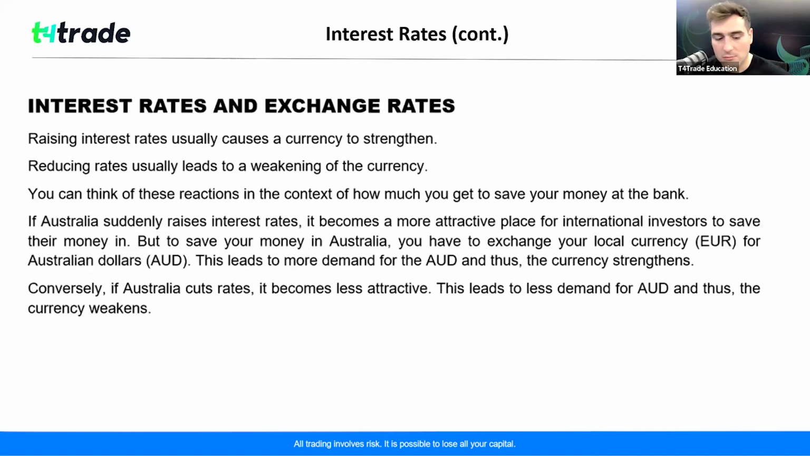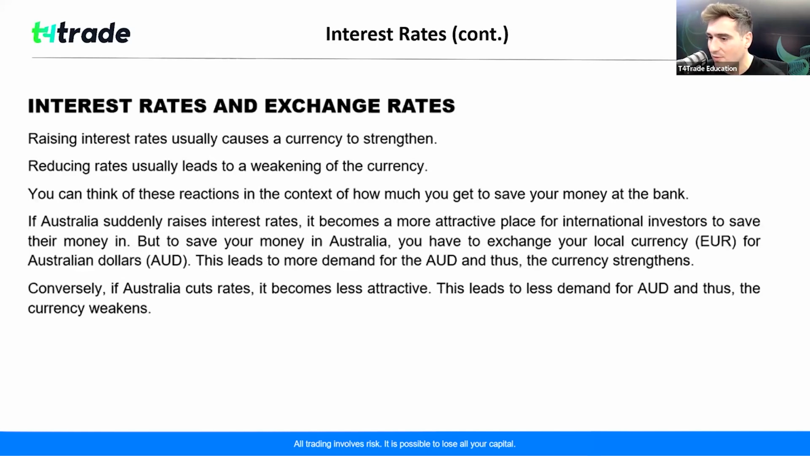You are living in the United States. You have a dollar denominated account with your savings in it, and you hear this kind of news coming out from Australia. At that point in time in the United States, for example, interest rates might have been at the 1% level, whereas in Australia they are at the 4% level. So 4% in Australia, 1% in the United States.